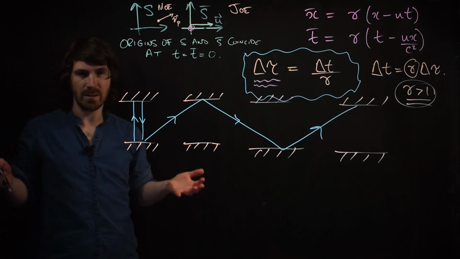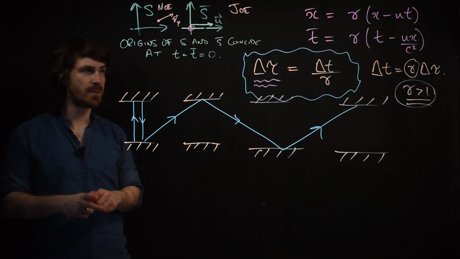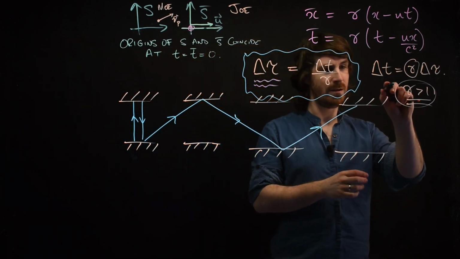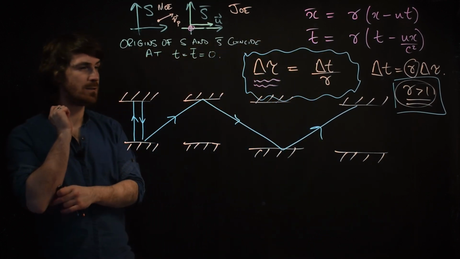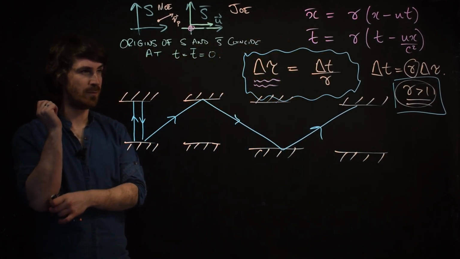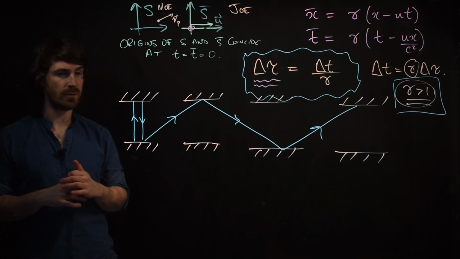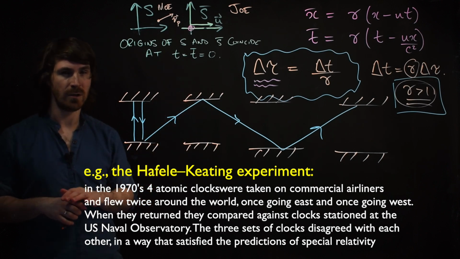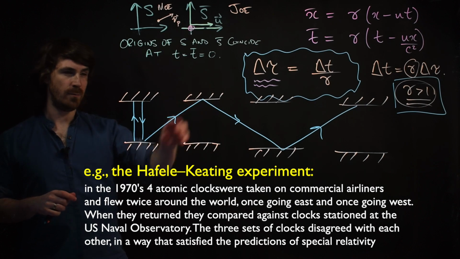But why do we not see this usually? Why do we not experience this? We don't experience it because the gammas that we encounter in our everyday world are so small that the time dilation is minuscule and we just don't notice it. Okay, but there have been experiments where they've sent atomic clocks into aircraft for years and years and years to verify and measure these things.